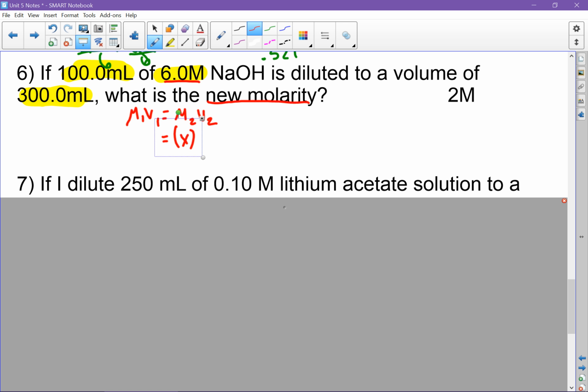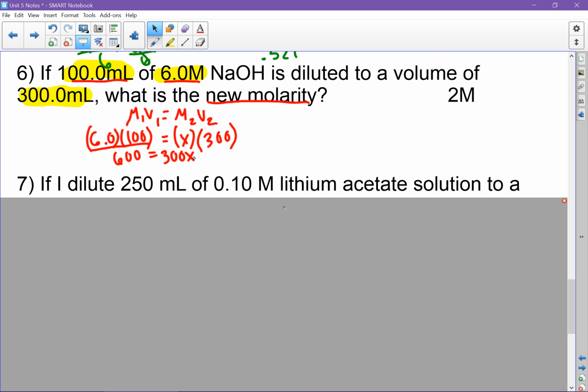Originally the molarity that I had was 6.0. And the volume that goes with it, because it's right next to it, is 100. That means V2 is 300. So now we're all set up to solve. Multiply these two numbers together, you get 600. On the other side you have 300x. To solve using your algebra, you're going to divide by 300. So you're going to see on your calculator x says 2.